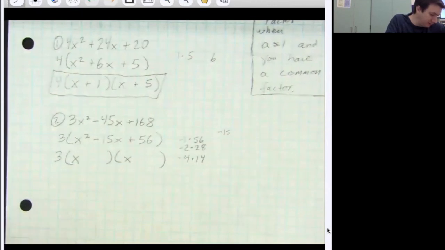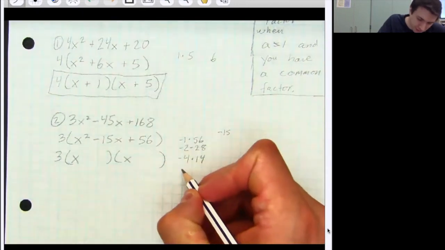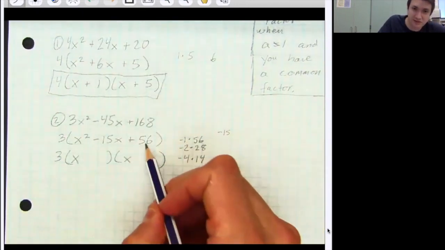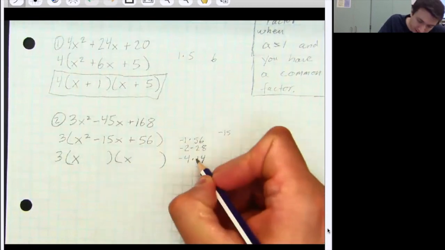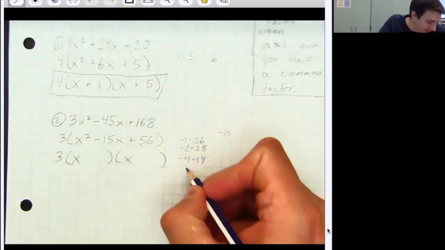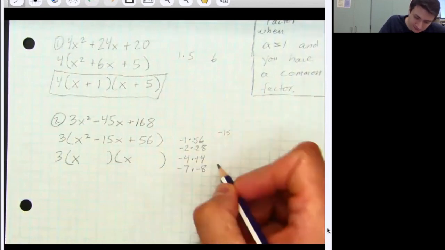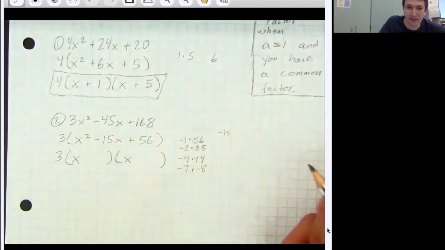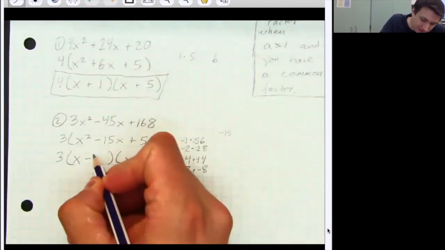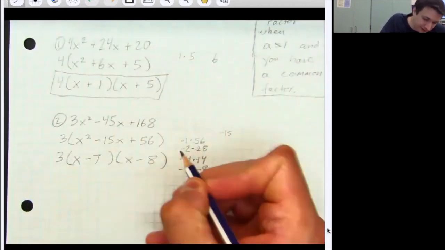Ooh, yes, 7 does work. Ooh, and actually, wait a minute. This has to be positive and that has to be negative. So both of these have to be negative. So I was actually looking at that incorrectly. Negative 7 times negative 8 would give me 56. And if I add them, I get negative 15. So I'm going to use x minus 7 and x minus 8. There is my answer.